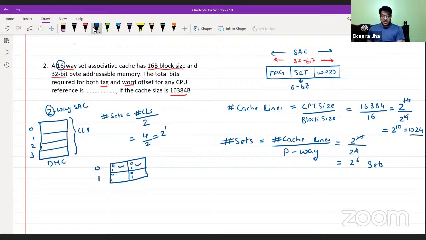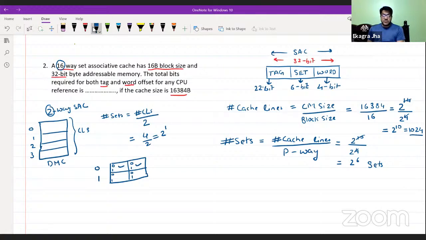Word: what is the word based on the block size, and we already have the block size, which is 16 bytes. So 16 bytes is basically 2 to the power 4. Hence, 4-bit representation is required for the word offset. And the remaining out of 32 is going to be the tag bits. So 32 minus 10, 22 bits are going to be required for representing the tag bits.